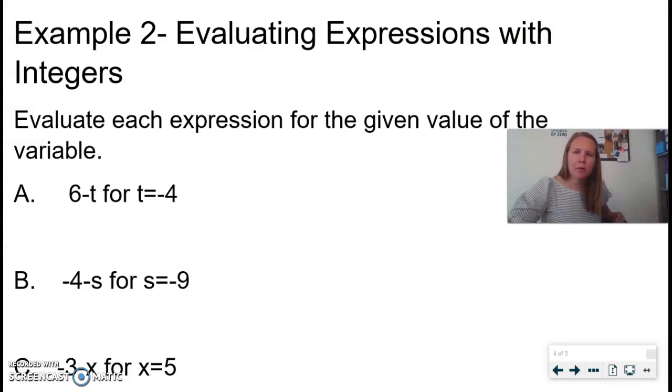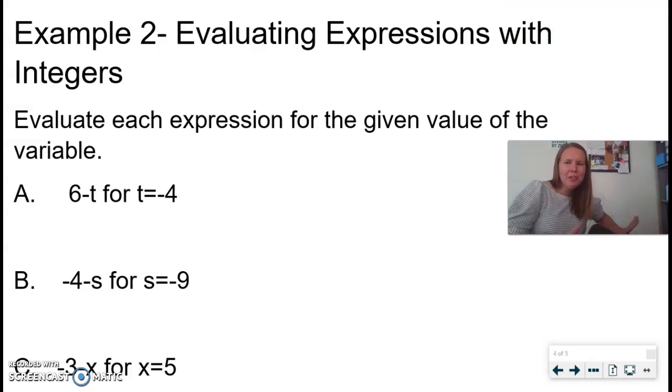Alrighty, example 2. Example 2 I'm pretty excited about because it's utilizing skills we learned in those first 2 lessons, which is evaluating your expressions and substituting in for a certain variable. Now we get to use different integers though, instead of just always positive or maybe fractions. Now we're using negative numbers as well.